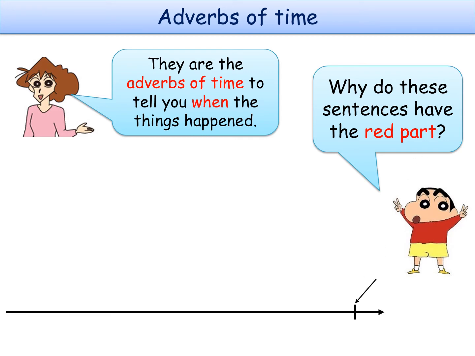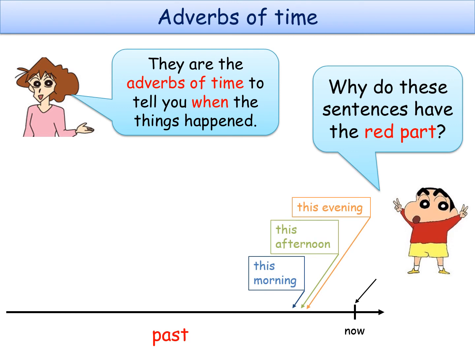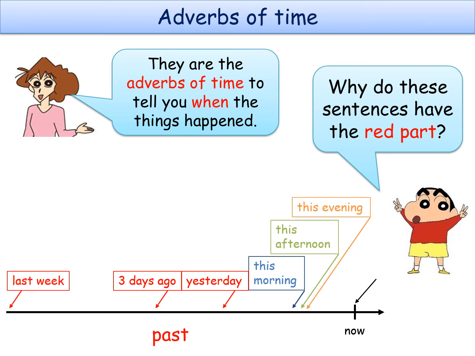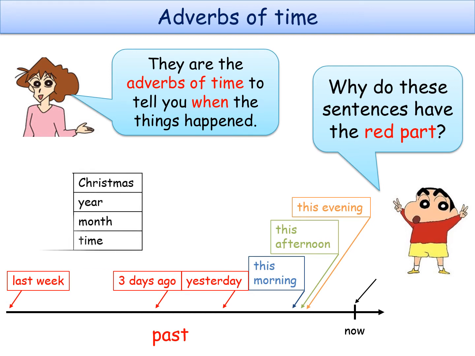Again, we have the timeline. This is now. And this is the time in the past. This morning, this afternoon, this evening are here. We also have yesterday. That is a day before. We may have 3 days ago, 3 days before. Or even last week. That is 1 week ago. It is like magic.